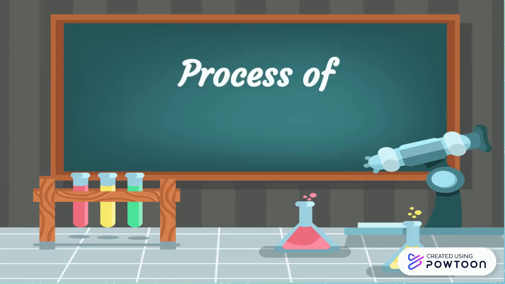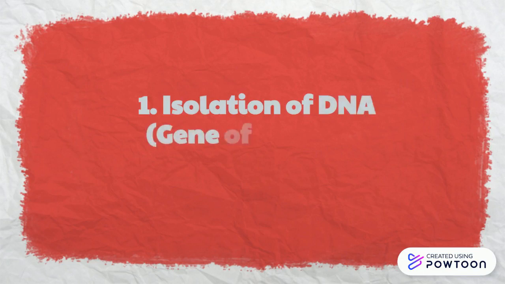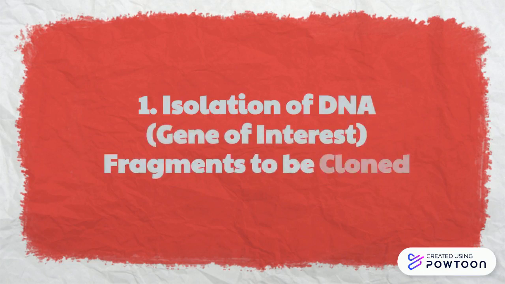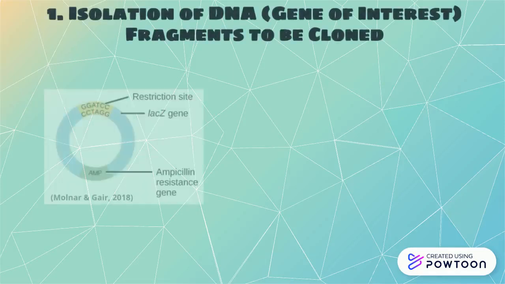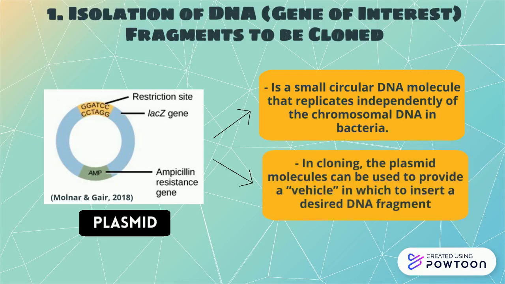The next part of this video is the process of gene cloning. The first step is isolation of DNA gene of interest fragments to be cloned. For this step, we need plasmid. Plasmid is a small circular DNA molecule that can replicate independently of the chromosomal DNA in bacteria. In cloning, the plasmid molecules can be used to provide a vehicle in which to insert a desired DNA fragment.